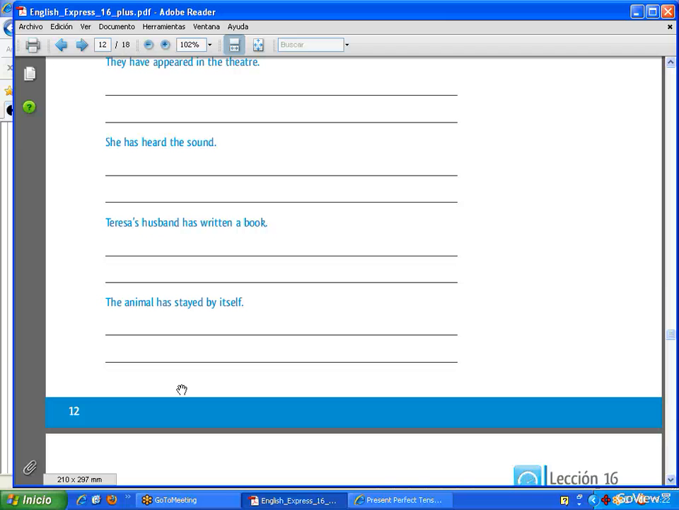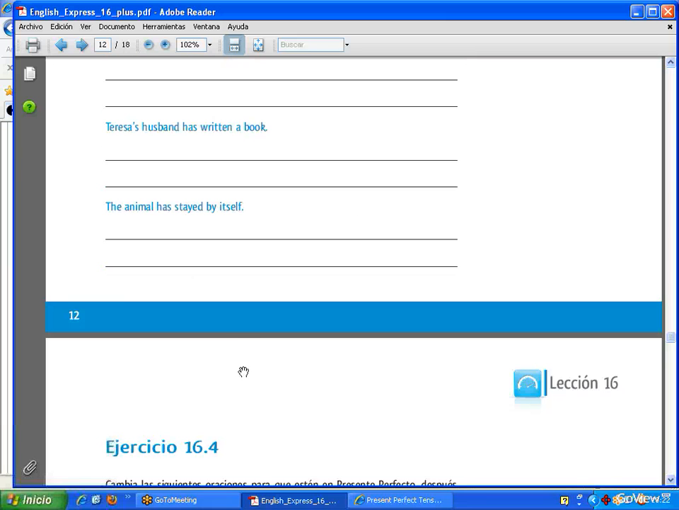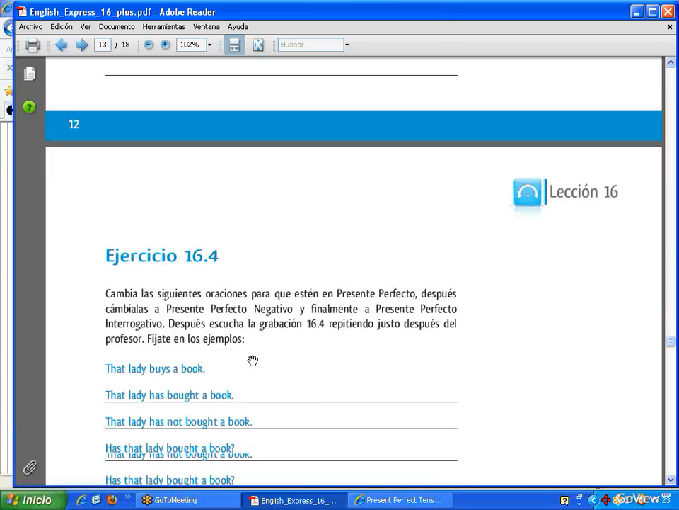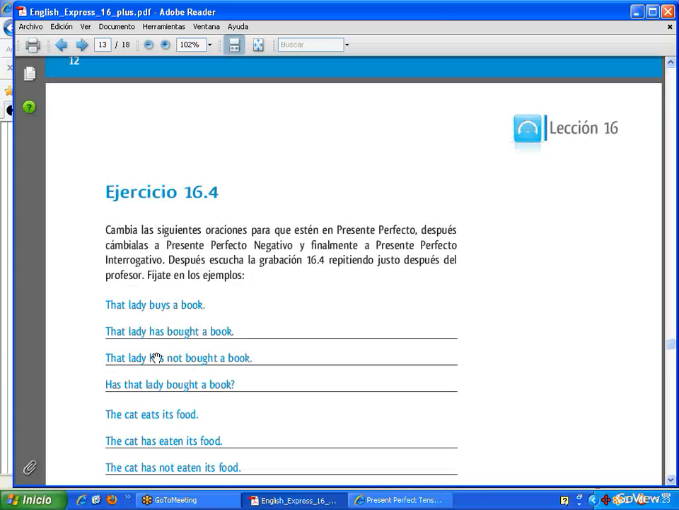Now we're going to say that lady has bought a book. Okay? That lady has bought a book. Cuando? This morning. That lady has bought a book today. Okay? We can't say that lady buys a book today. We can't say that lady bought a book this morning.